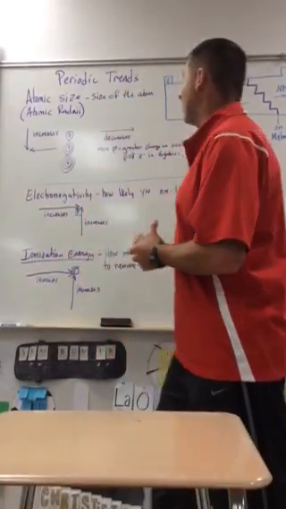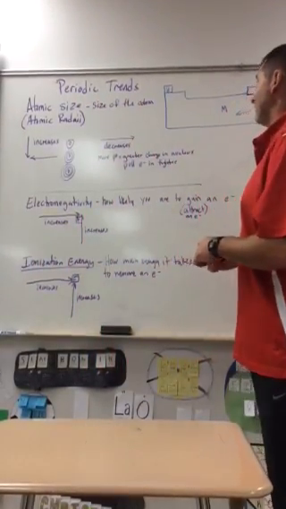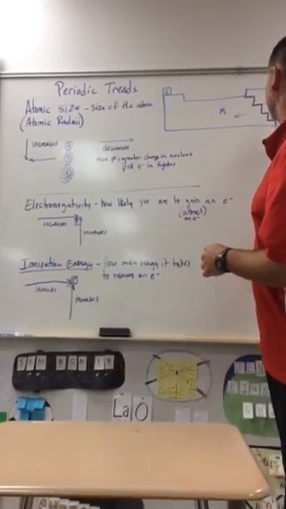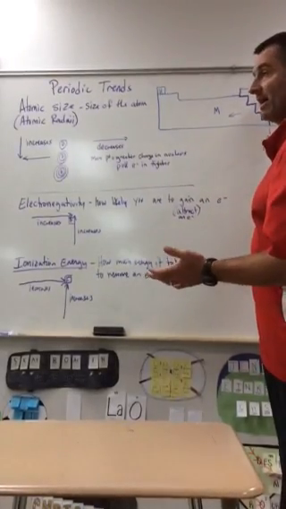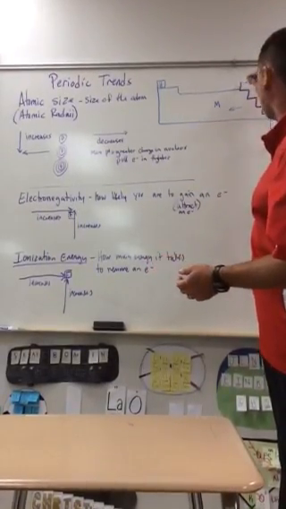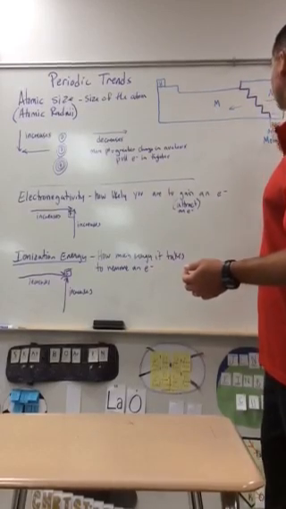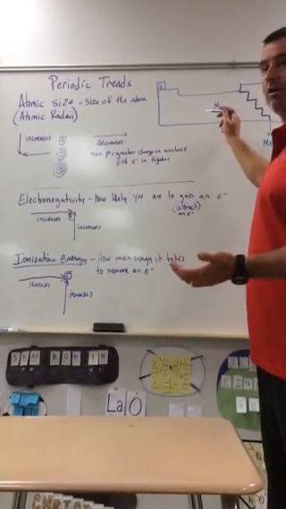All right, we're going to do some periodic trends here today. The first one on your notes talks about the nonmetals, where they're located. They're to the right of the staircase. On the staircase are the metalloids, and to the left of the staircase are the metals.